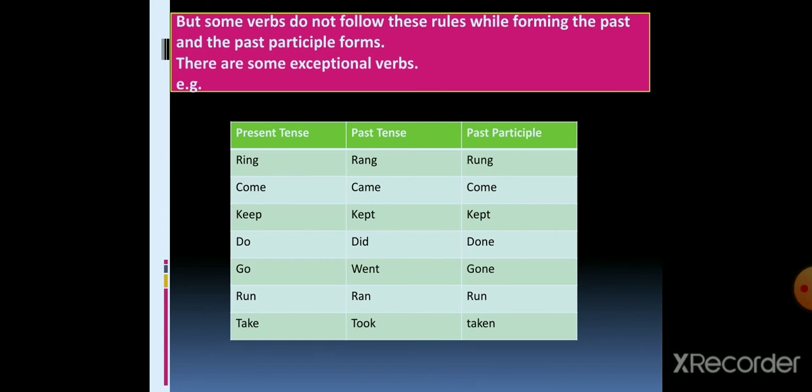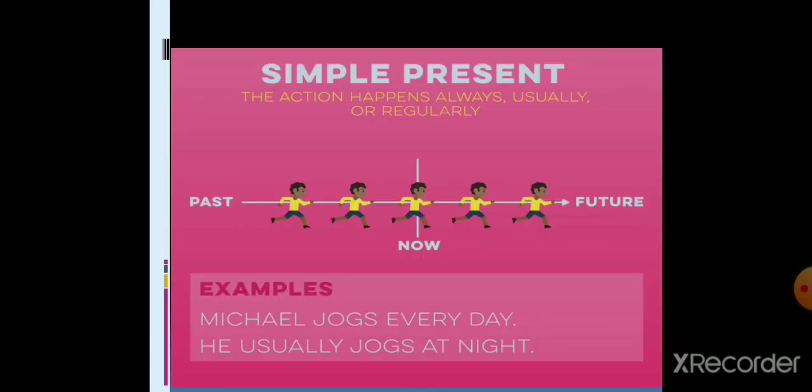Okay, now let's move forward to our actual topic, that is present perfect tense. In simple present tense, we learned that the universal truth, habitual things, facts, and regular actions we can consider under the simple present tense.